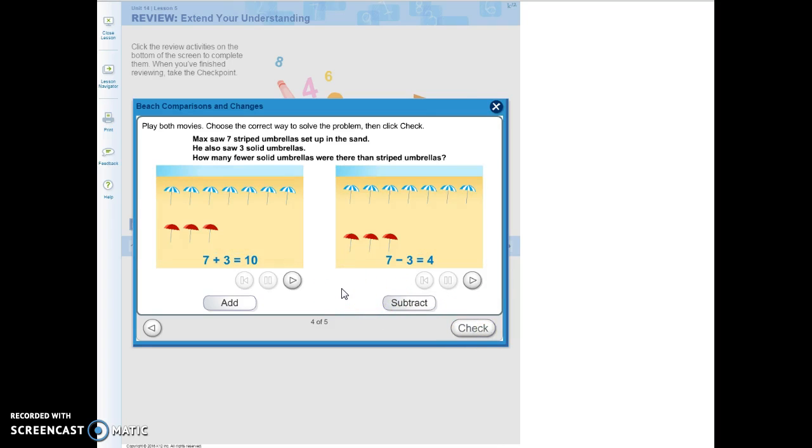Max saw 7 striped umbrellas set up in the sand. He also saw 3 solid umbrellas. How many fewer umbrellas were there than striped umbrellas? The amount changed. There are 10 umbrellas now. Compare the amounts. The difference is 4. There are 4 fewer solid umbrellas than striped ones. It wants us to compare, so we know that we're going to subtract.